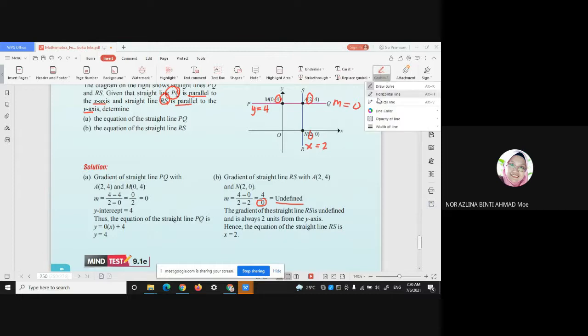We discussed already the answer: x equal to 2 and y equal to 4. If you don't want to write this solution, you can also know that when the straight line is parallel to the x-axis, the equation is y equal to this value, here 4. When the line is parallel to the y-axis, the equation is x equal to this value, here 2.